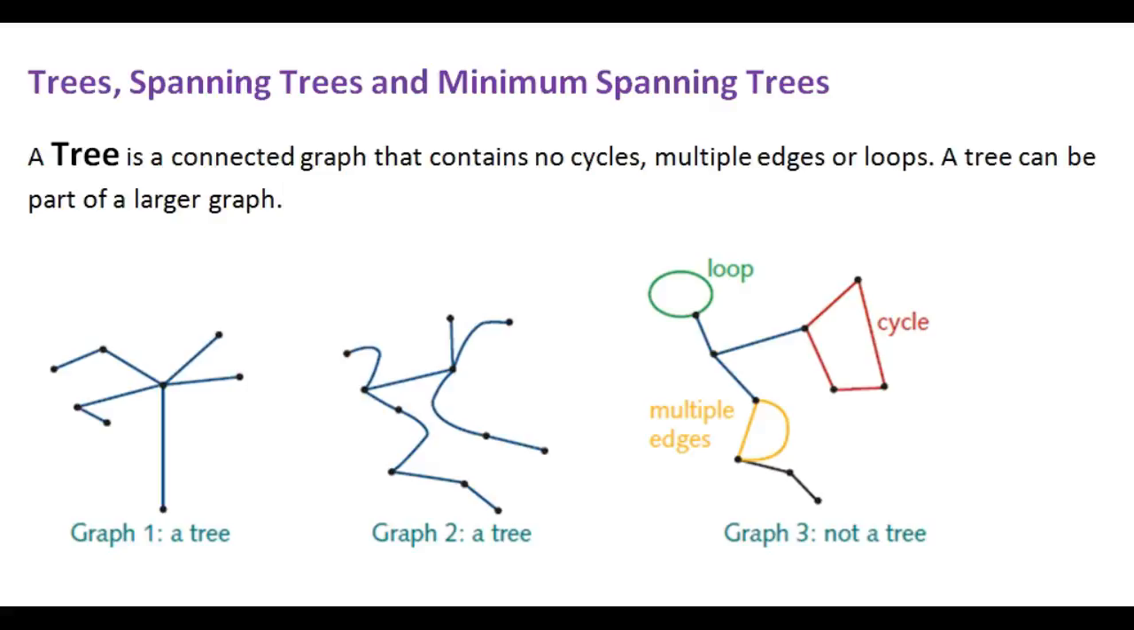In this lesson, we're going to look at all types of trees as related to graph theory. A tree is a connected graph that contains no cycles, no multiple edges, or loops. A tree can be part of a larger graph. Graph 1 is an example of a tree, so is graph 2. But we can see that graph 3 is not a tree. Here there is a cycle, here there is a loop, and here is a multiple edge.